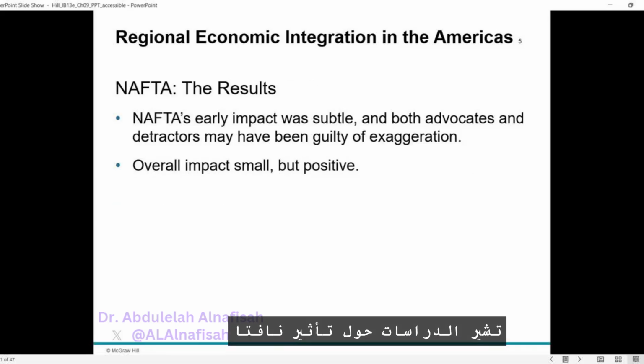Studies on NAFTA's impact suggest that its overall effects have been modest but positive, leading to significant trade growth among the three member nations. Despite concerns about job losses, the employment effects were minimal, with estimates indicating a small impact on the U.S. economy. NAFTA's most notable impact may have been political, contributing to increased stability in Mexico post-agreement. However, recent challenges, such as escalating drug cartel violence, have raised uncertainties about Mexico's future.